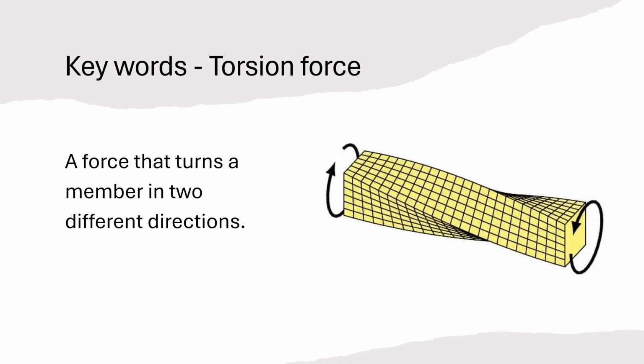Let's look at the key words. Torsion force. A force that turns a member in two different directions.